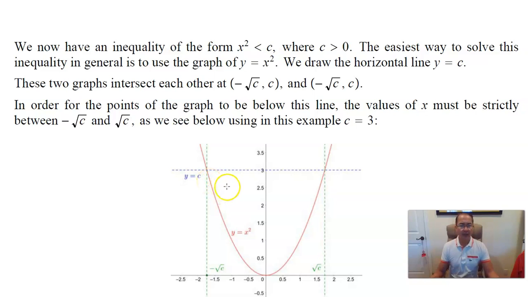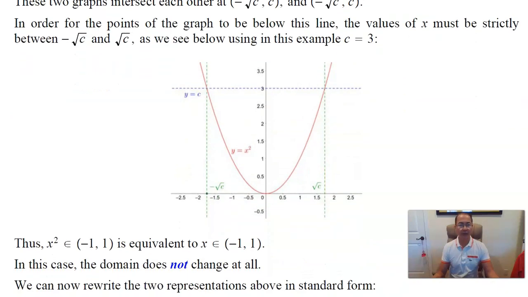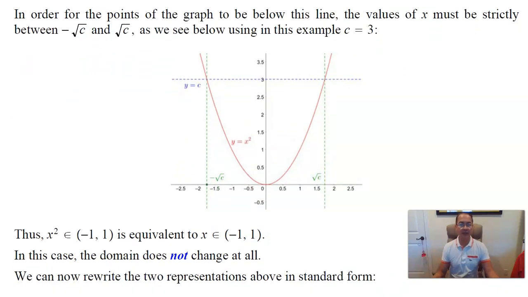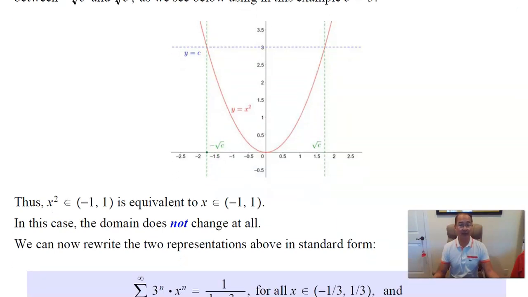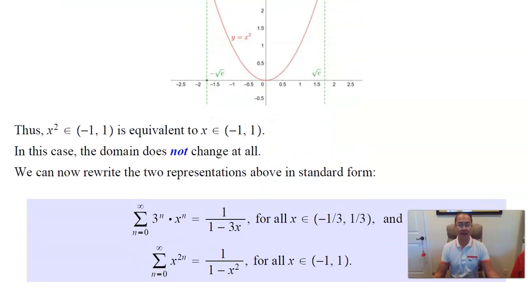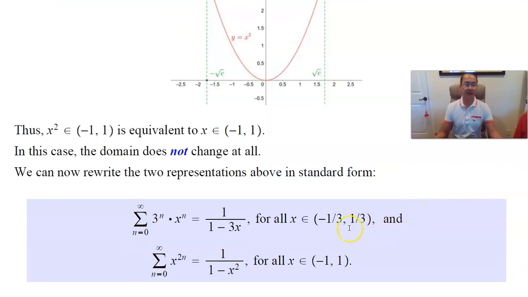So if this were y equals 1, well, when is x squared equal to 1? X is either positive 1 or negative 1. So basically, we get the same interval. If you want x squared to be between minus 1 and 1, then it's the same as x must be between minus 1 and 1. All right, so we get these two completely simplified and full-fledged representations.